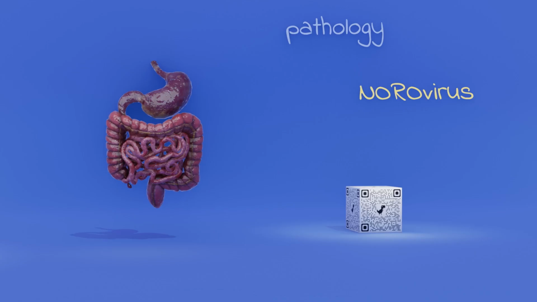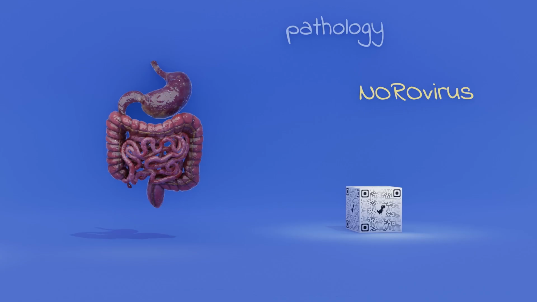It is important to have this knowledge, especially if you work in healthcare or services, because the norovirus is very contagious and spreads quickly from one person to another. Let's get started. The digestive tract, also called the gastrointestinal tract, is a complex system responsible for absorbing nutrients and removing waste products from the body.